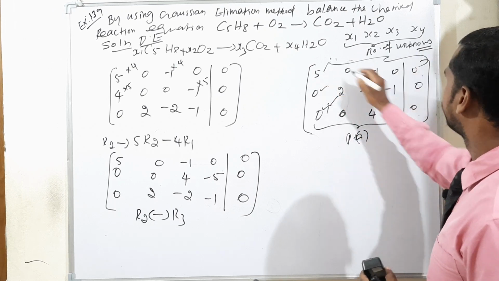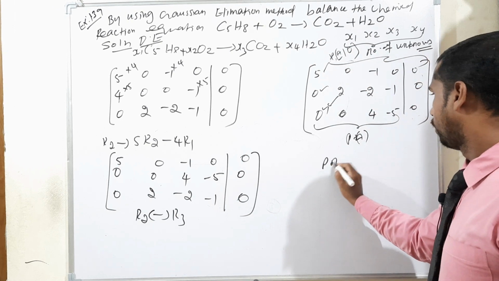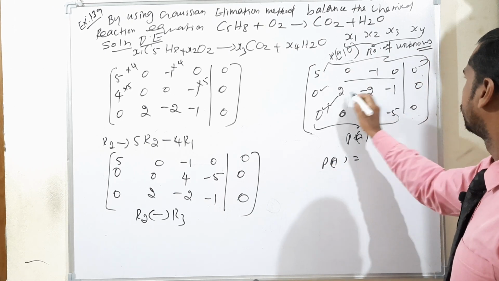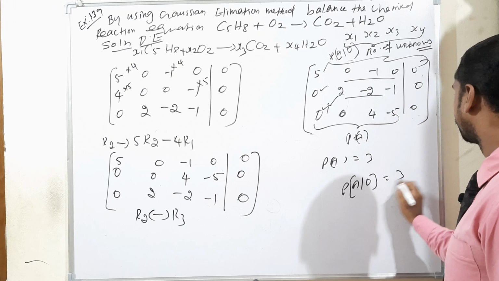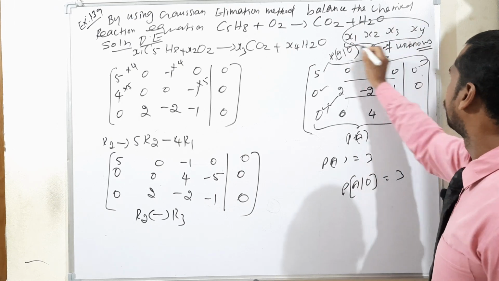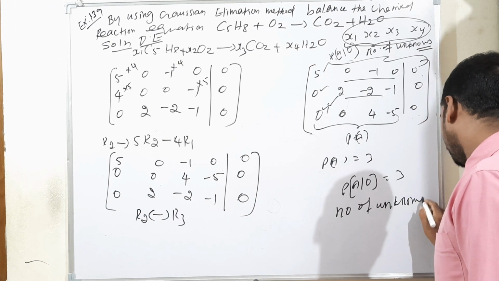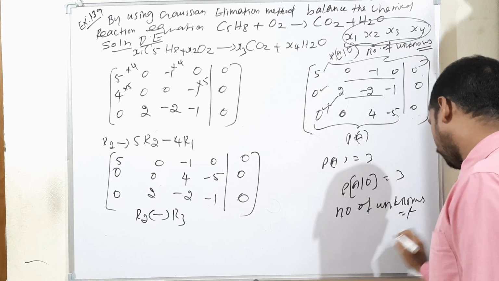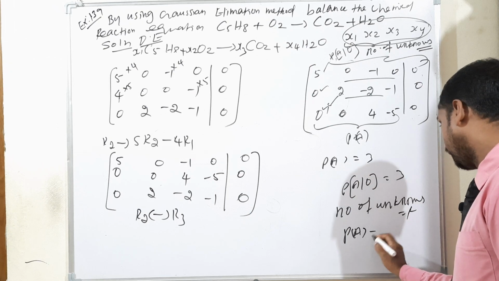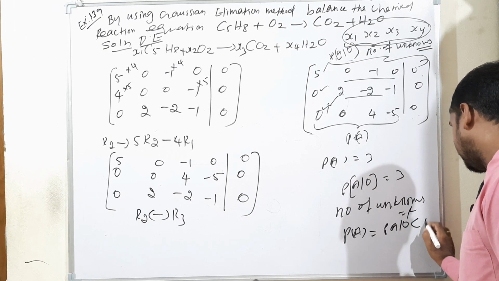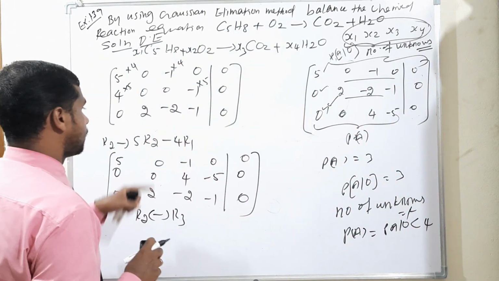This whole term is considered for rank of A with O. So now the rank of A: how many non-zero rows? 1, 2, 3. Then rank of A with O: how many non-zero rows? Here also 3. But the number of unknowns is 4. Therefore, rank of A is equal to rank of A with O, which is less than 4, comparing with the number of unknowns. Therefore, it is consistent.